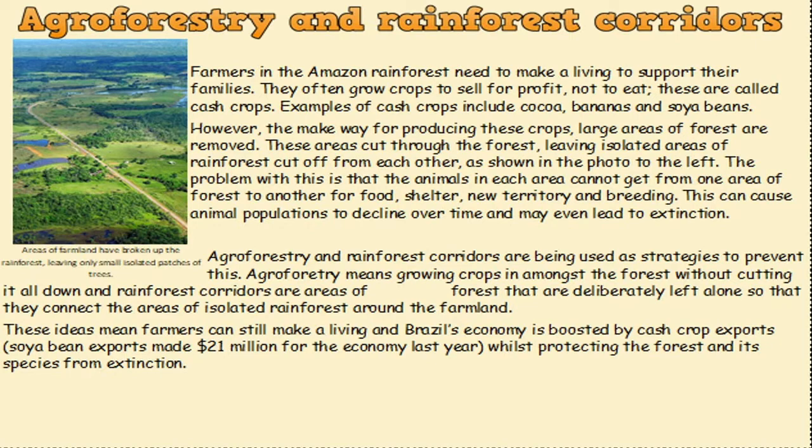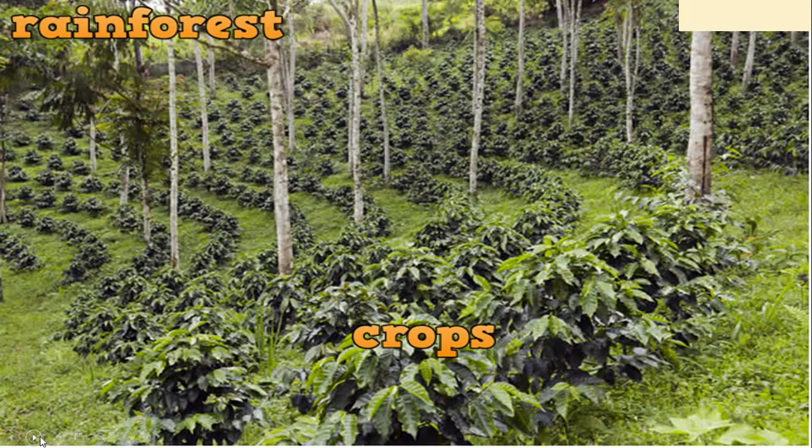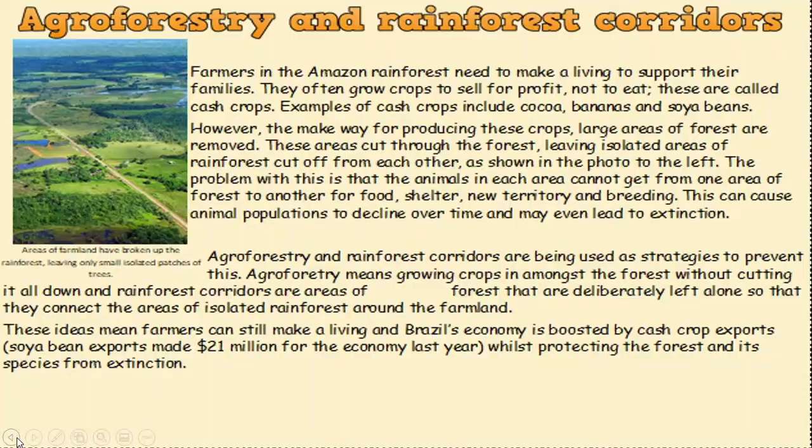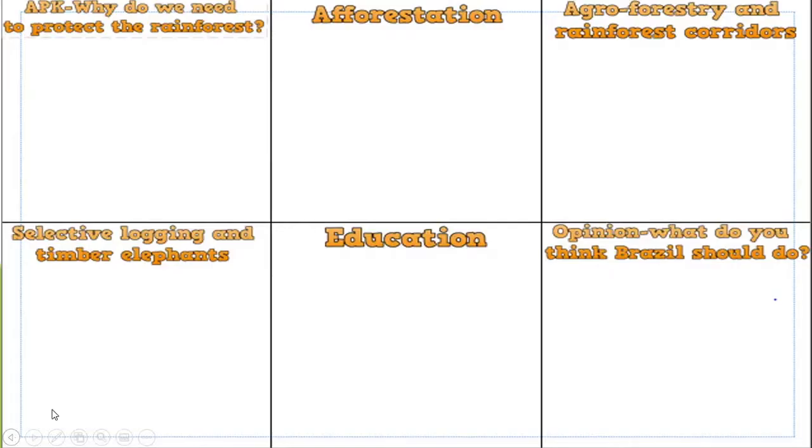Okay, so please have a read through this. There are 2 images that accompany it to give you an idea how the rainforest crops work. So please pause the video and fill in that box. If you need any help, please contact through Teams and leave a space. Please pause the video and get through with that first box, and then resume when you're ready for the next one. So you're filling in agroforestry and rainforest corridors.